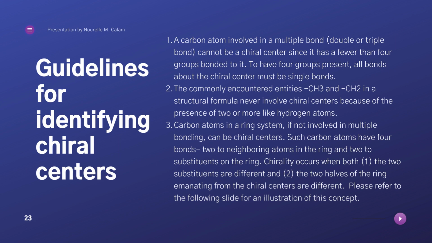So right away, when you notice a double or triple bond, that can already tell you that it is lacking in the number of groups bonded to it. It does not satisfy the four groups bonded to it. Therefore, when that is the case, then that carbon atom is automatically not chiral.